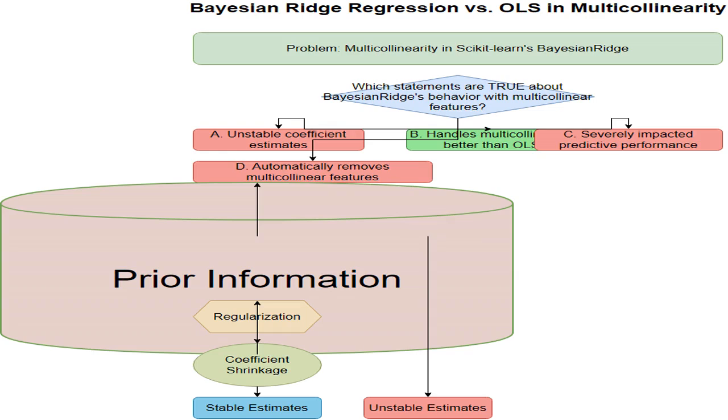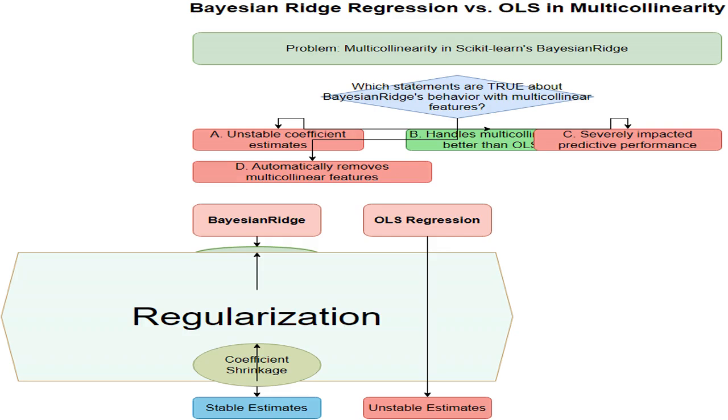In the context of BayesianRidge regression, this is information about the model parameters that is included before analyzing the data. It's like having an educated guess about what the coefficients might be before you even look at the numbers. This prior information acts as a regularizer. Regularization is a technique to prevent overfitting by adding a penalty to the model's complexity. Think of it as imposing a constraint on the coefficients, a way to keep them from getting too extreme. In BayesianRidge, the prior acts as a regularizer.